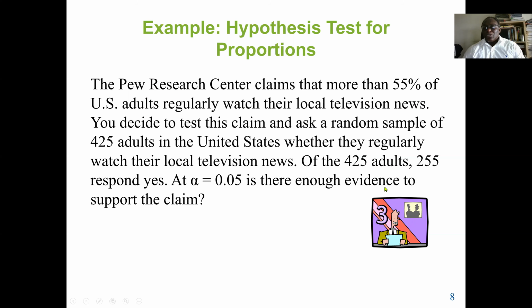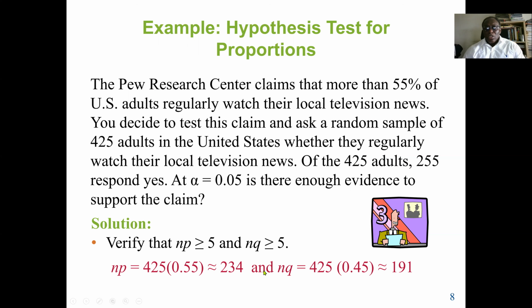So let's go through the steps now. First thing we want to check is NP. Here the N again is 425, a very large sample, so we're sure we are going to pass the 5. NP should be greater than or equal to 5, and NQ should be greater than or equal to 5. So here we get 235 and again 191. The sample size is very big.